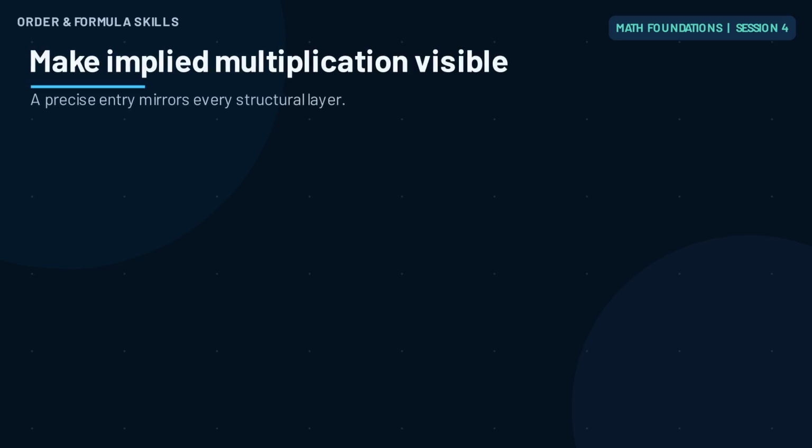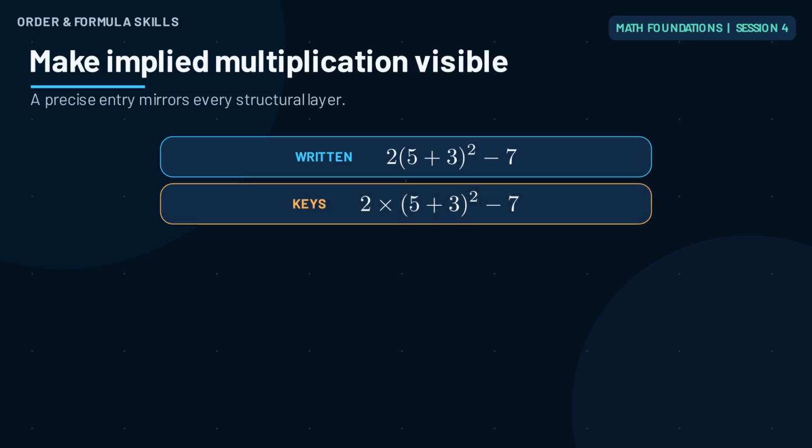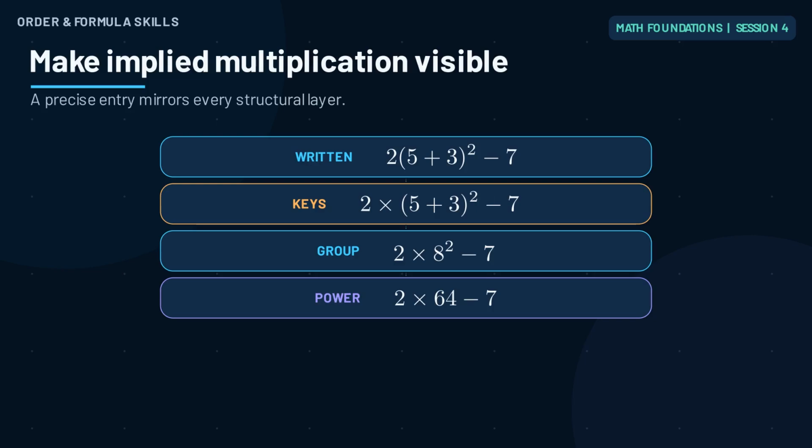Now enter 2 times the quantity 5 plus 3 squared minus 7. Make implied multiplication explicit. Type 2 times open parenthesis 5 plus 3, close parenthesis, squared minus 7. The group gives 8. 8 squared is 64. 2 times 64 is 128. And subtracting 7 gives 121.